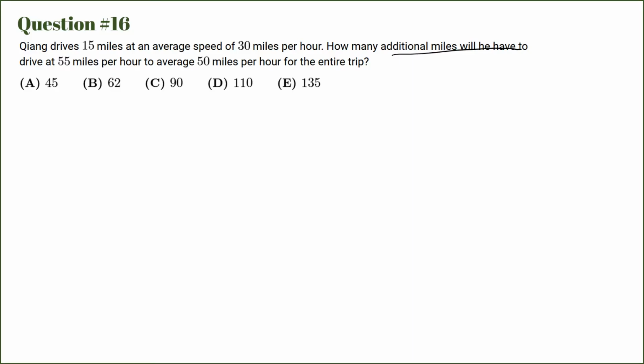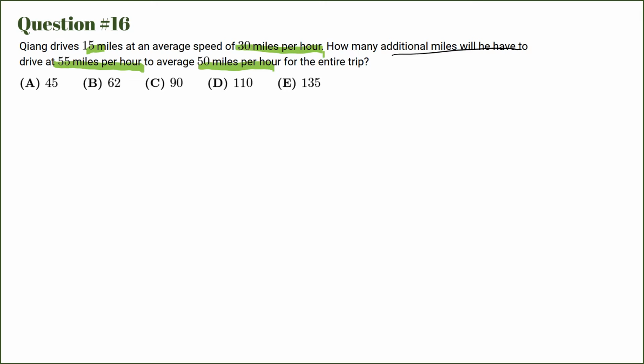Question 16 states, Kyung drives 15 miles at an average speed of 30 miles per hour. How many additional miles will he have to drive at 55 miles per hour to average 50 miles per hour for the entire trip?